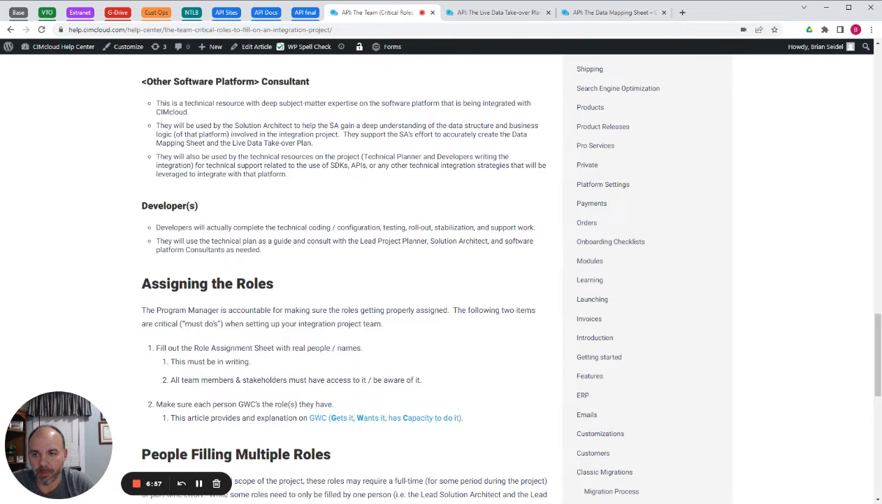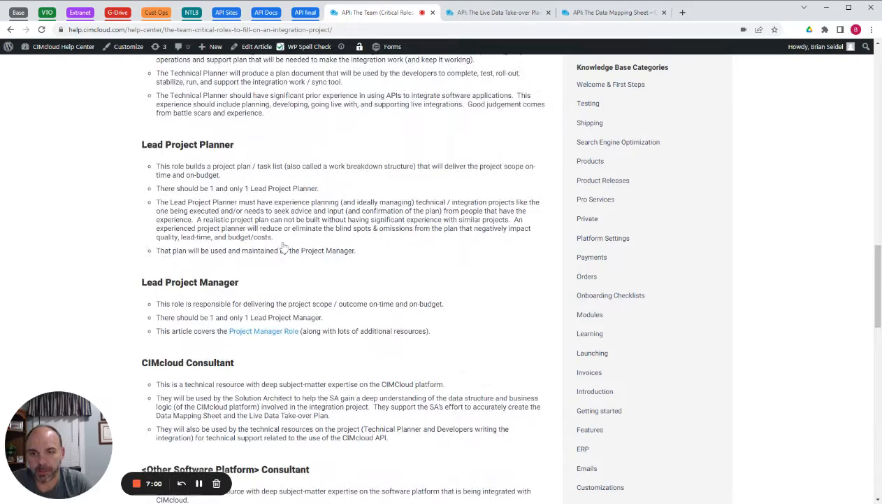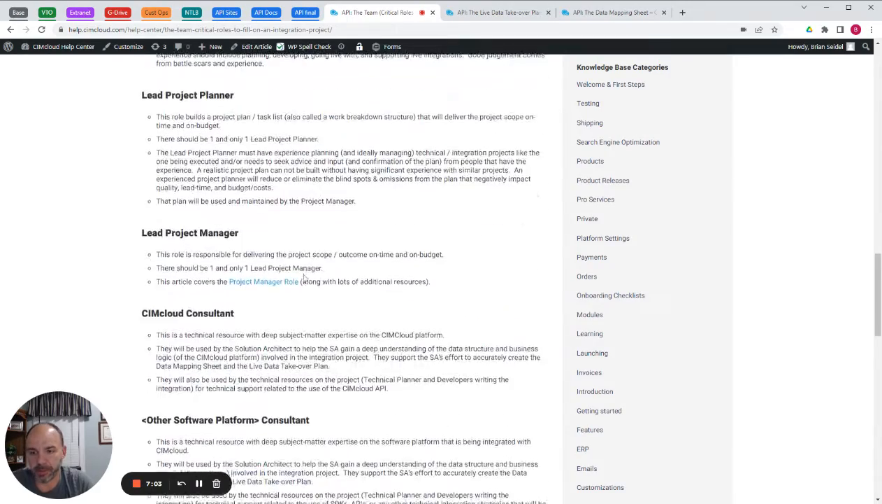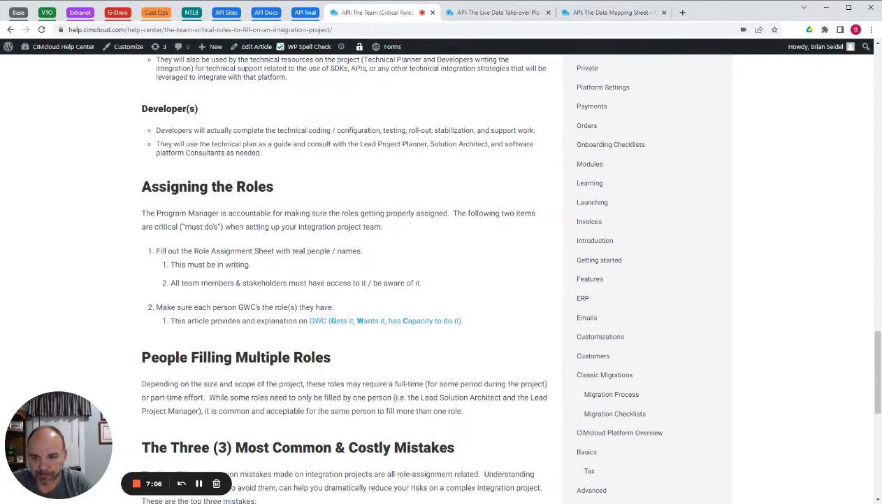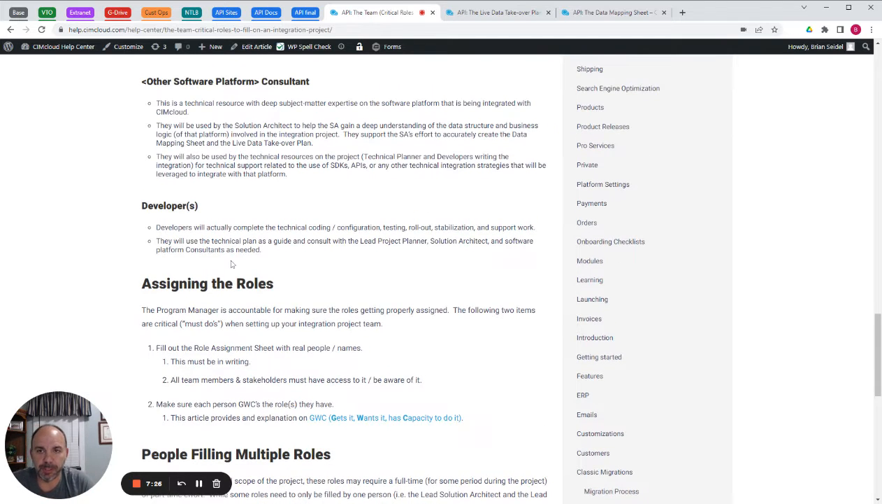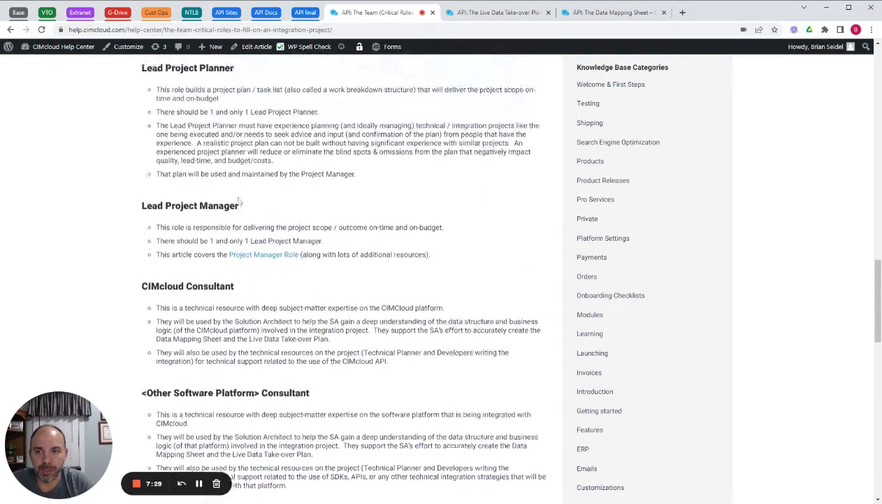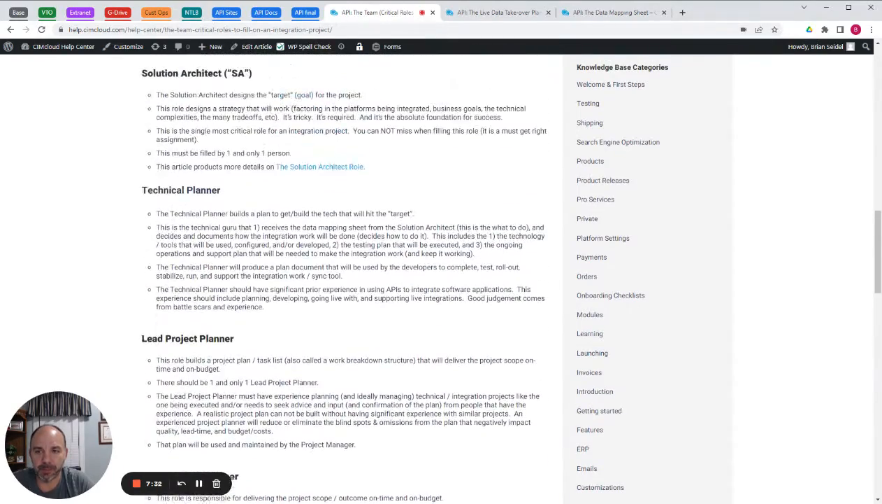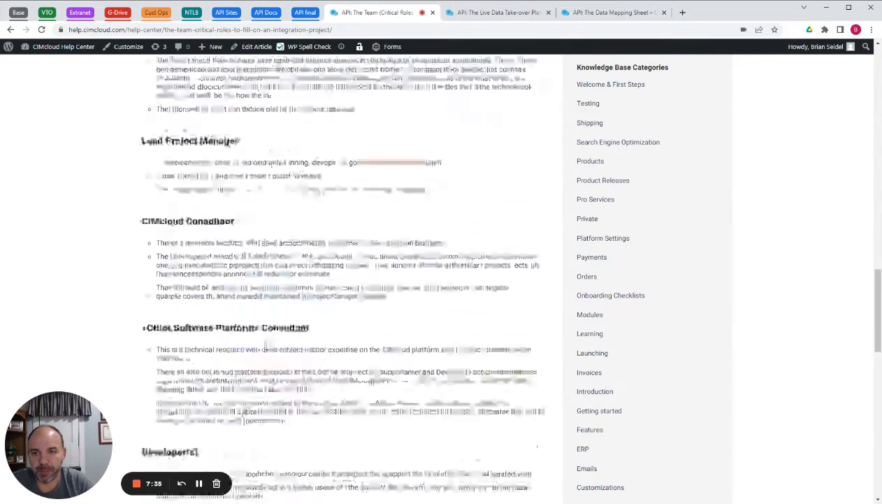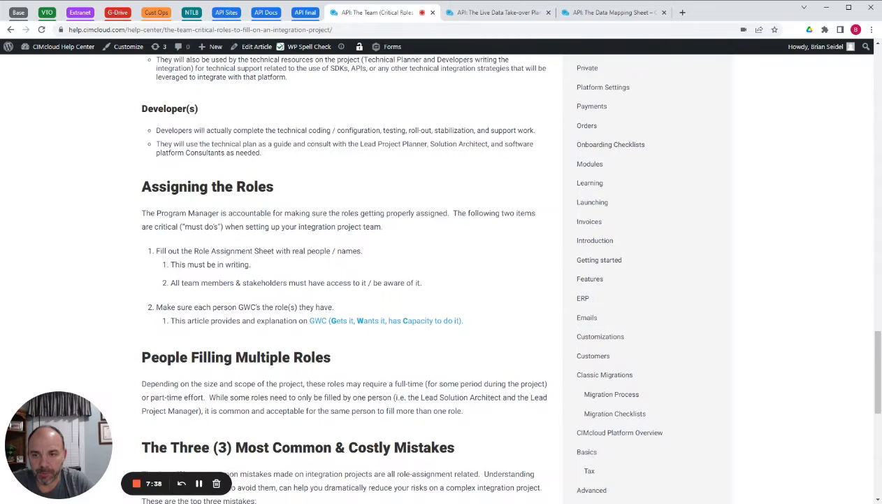And then a developer or developers who's actually going to be coding out the technical plan. That may be the same person that did the technical plan. That's fine. So assigning roles. We have a role assignment sheet that's in some of the sample documents that we recommend you use that has descriptions and links to the different articles related to these roles. But you should have an assignment sheet that everyone sees and everyone knows the name of each person that's in the role. Or if you have more than one person in the role, like developers, you could. The ones that say one and only one, like the program manager, project planner, lead project manager, and solution architect, make sure it's only one person in that role that's taking the lead there.